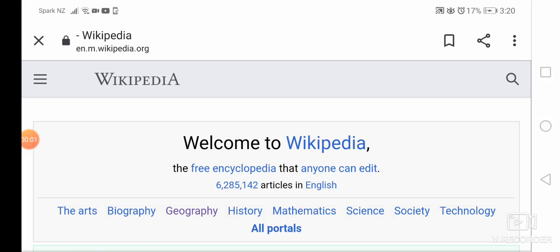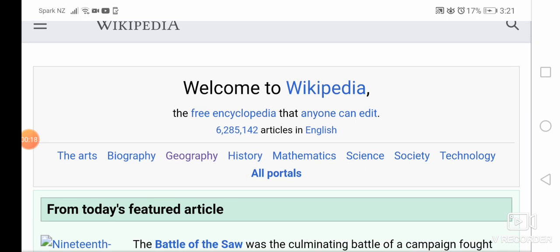Welcome to Wikipedia, the free encyclopedia that anyone can edit. 6,285,142 articles in English. The arts, biography, geography, history, mathematics, science, society, technology, all portals.